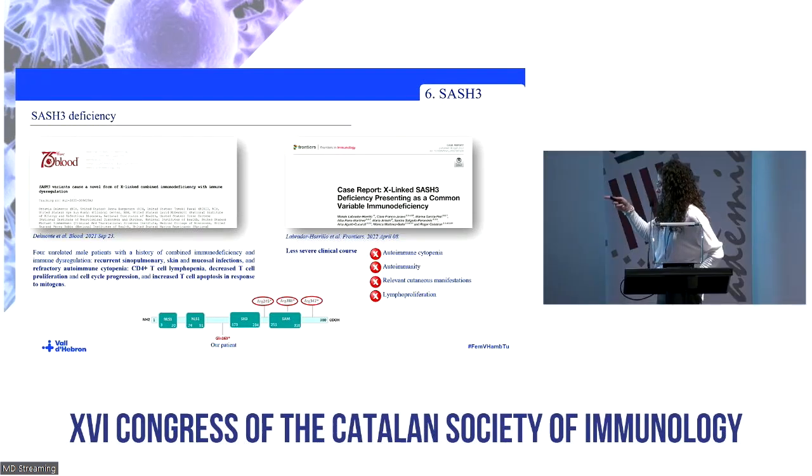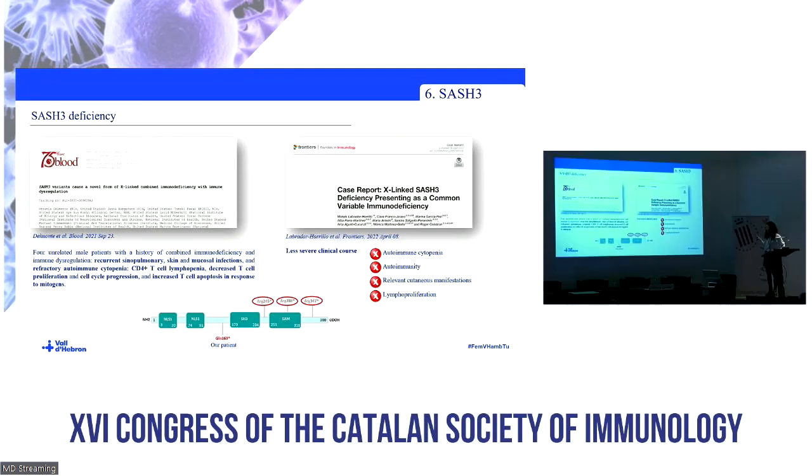Comparison of the 4 patients described by Del Monte et al. and our patient shows some similarities and differences. Our patient presents a less severe clinical course. At the moment, he has no autoimmune cytopenias or other forms of autoimmunity. He has no relevant cutaneous manifestations or signs of lymphoproliferation.